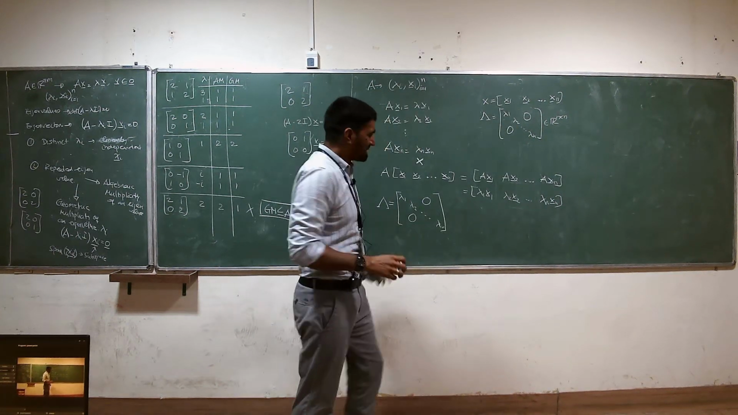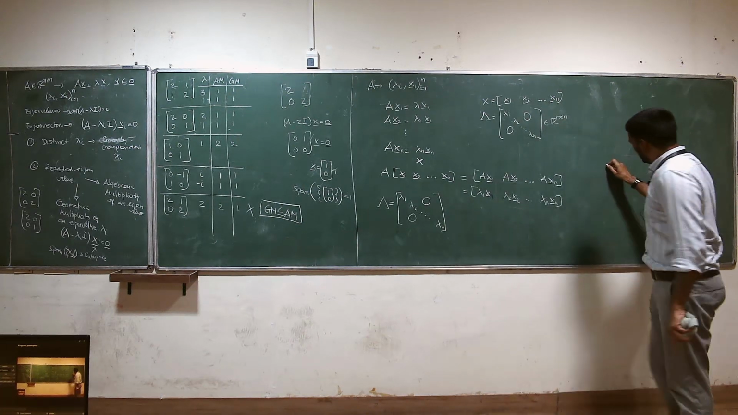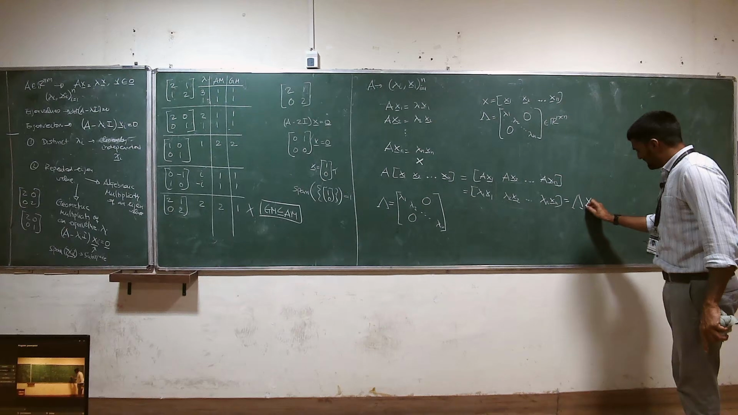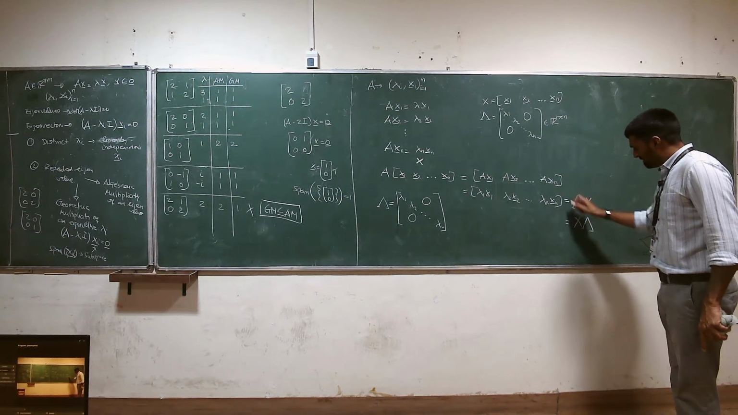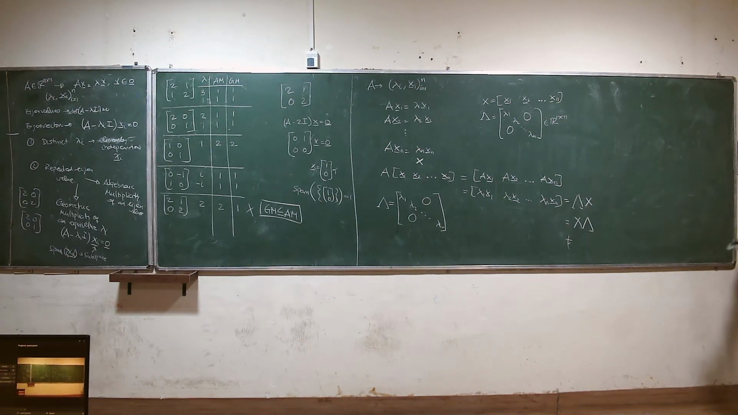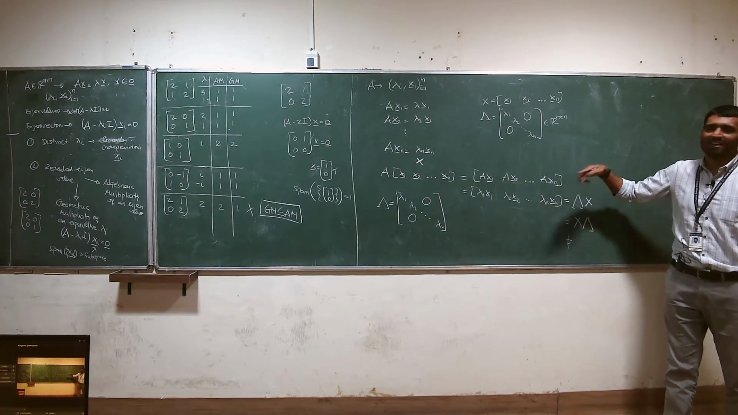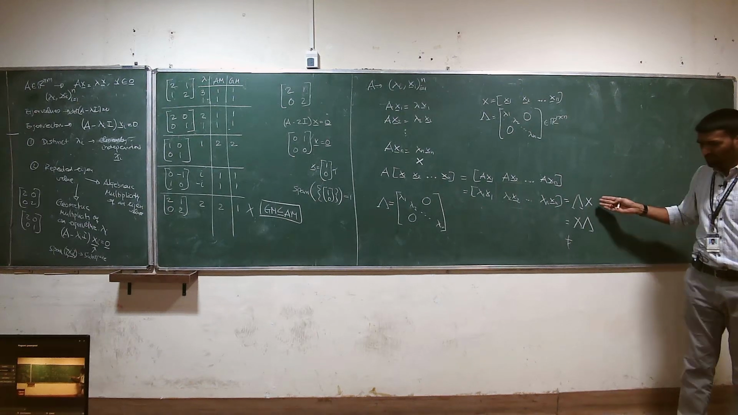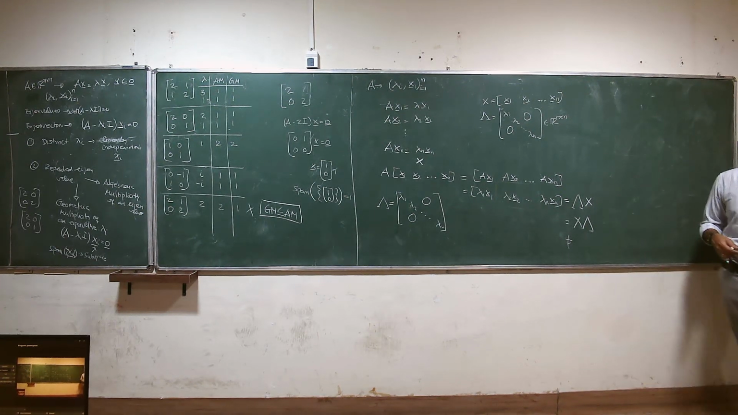I'm asking you, is this equal to lambda times x? Is it equal to x times lambda? Or is it not equal to either of these? Is the question clear? Can I represent this matrix as a product of x and lambda? Because in matrices, the order of the product matters. I'm asking you, is it lambda x or is it x lambda or none? Neither of the two.